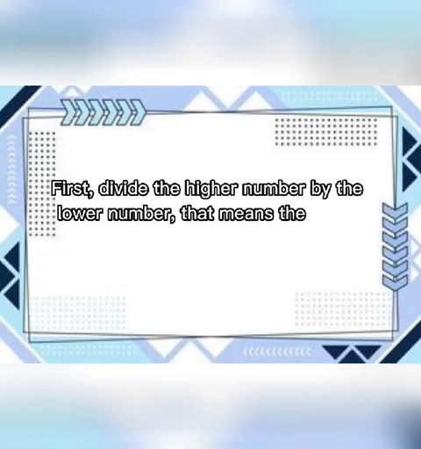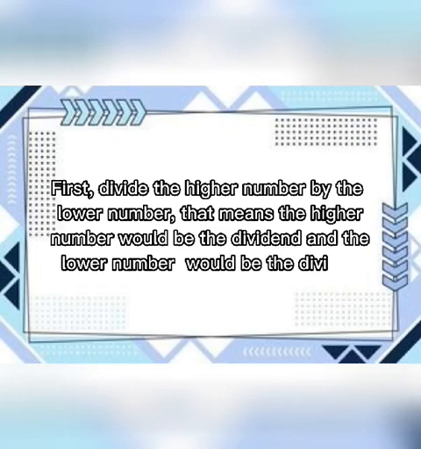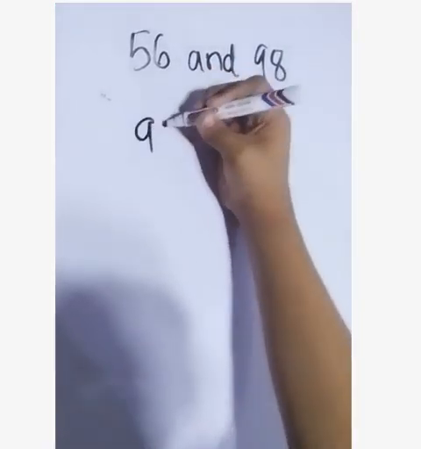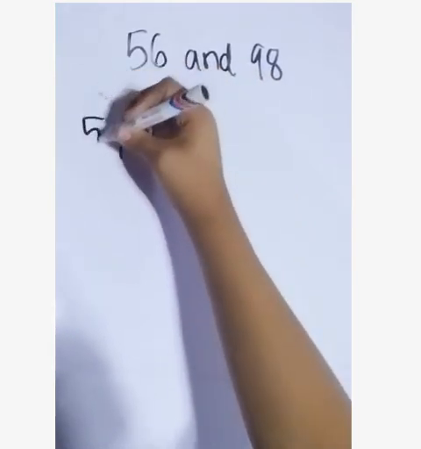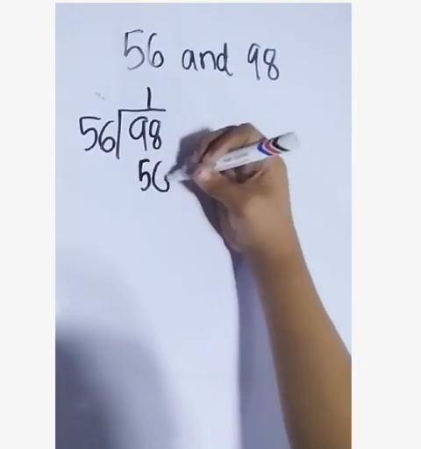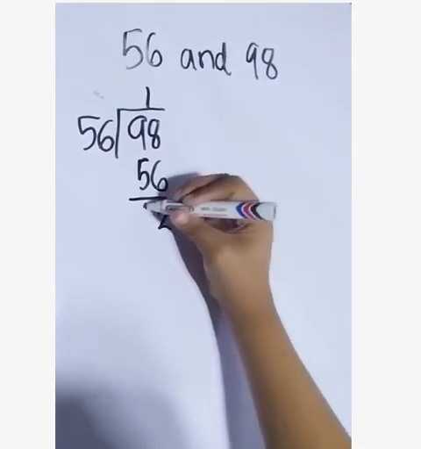First, divide the higher number by the lower number. That means the higher number would be the dividend and the lower number would be the divisor. For instance, in the given two numbers earlier, which are 56 and 98, we will have 98 divided by 56. The answer will be 1. 1 times 56 is equal to 56. 98 minus 56 is equal to 42.